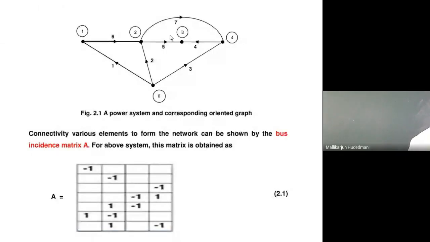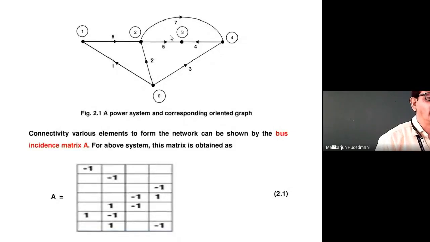The first column refers to bus number 1. The second column refers to bus number 2. The third column refers to bus number 3. The fourth column refers to bus number 4. If I take bus number 4, look at the last column. How many elements are interconnected to bus number 4? Element number 3 is inward, so it must be -1. You can check: row number 3, column number 4, it is -1.